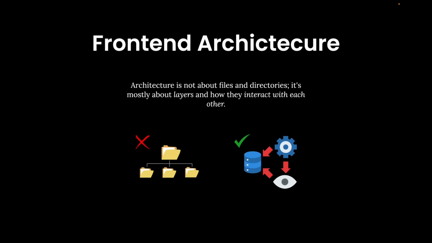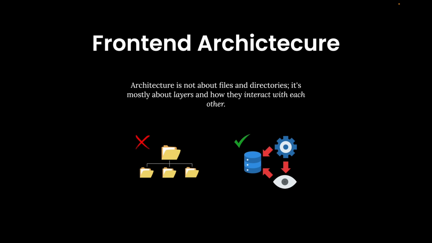Now, when developers hear the word architecture, a lot of them immediately think about files and directories, and while that's part of it, it's not the main idea. Architecture isn't just about how your files are structured, it's about how different layers of your app interact with each other. You might have heard of MVC or Model-View-Controller, which was a pretty common pattern back in the day. Even though it's not as widely used now, especially in modern front-end apps, the concept still helps us understand how different parts of an application communicate.